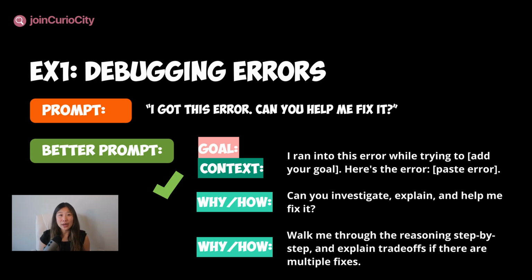Why is this prompt way more effective? You've given it your goal, as you clearly stated what you were trying to do before the error. You gave it relevant context. You included the actual error and relevant details, and then you also asked for the why and the how. You prompted your AI coding tool to explain its reasoning to you. By providing it the goal, the context, and a request for reasoning, you're able to turn a basic error fix into a teachable moment and get more reliable help in the process.